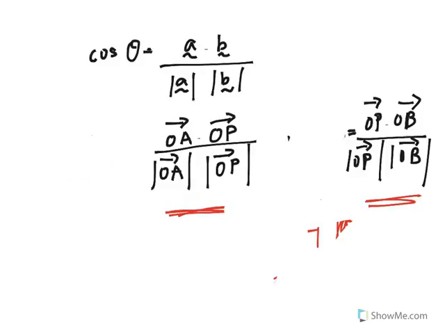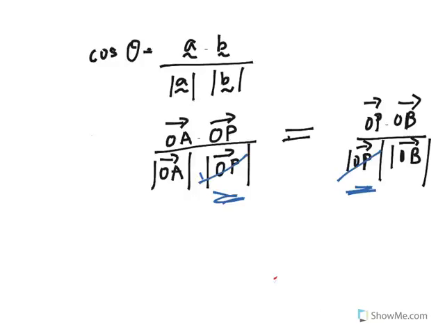You can see that I actually just want these two to be equal. Looking at this, is it possible to simplify it? Yes, because the mod of OP here is just a number, just a scalar, so we can cancel it off. And with that, let's try to evaluate the rest.